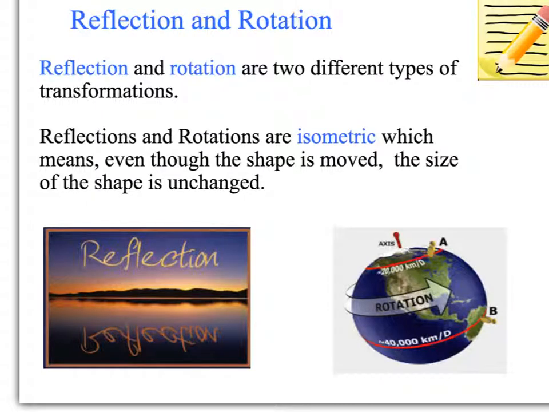So today we're talking about reflection and rotation, which is 9.8 in our textbook. When we're looking at reflection and rotation, there are two different types of transformations. When we talk about transformations, there's a variety of transformations that we can use, and reflection and rotation are two of them. Reflections and rotations are what's called isometric, which means that even though the shape has been moved, the size of the shape has not been changed. So that's what isometric is talking about.